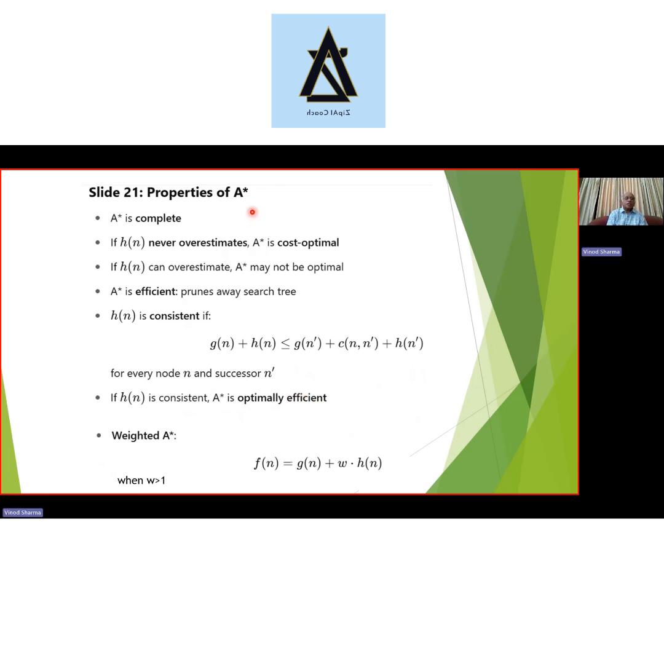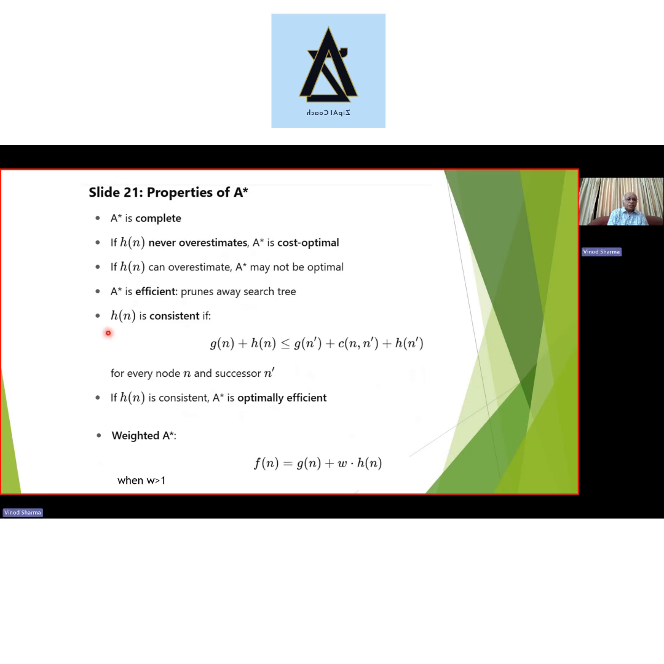So as I said, A star is complete. If Hn never overestimates, then A star is cost optimal. It will provide the optimal solution. If Hn does overestimate, A star may not provide the optimal solution. That also we have just seen in this example. A star is efficient from the time and energy point of view because it prunes away some of the search tree in the algorithm.